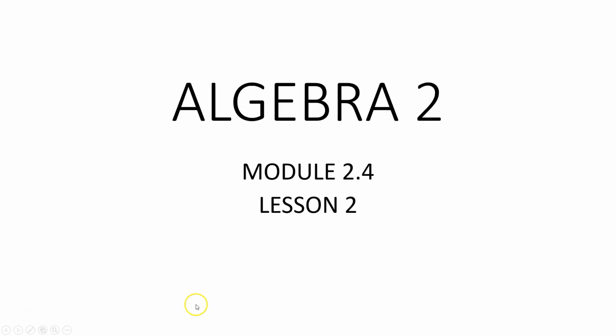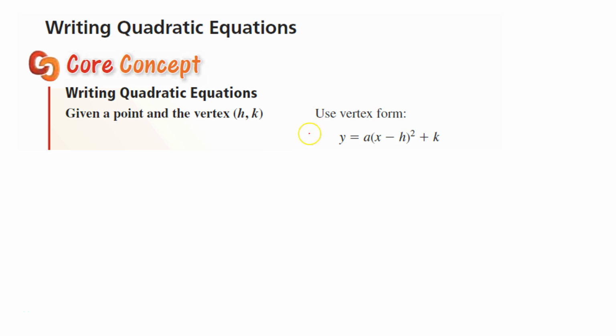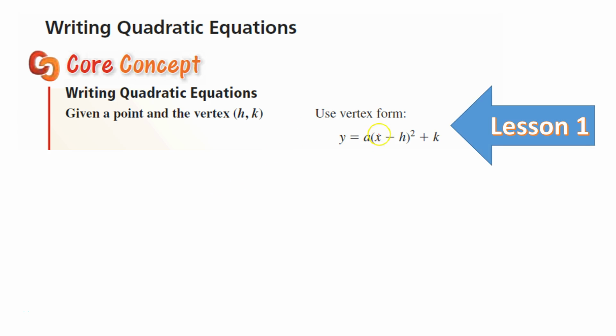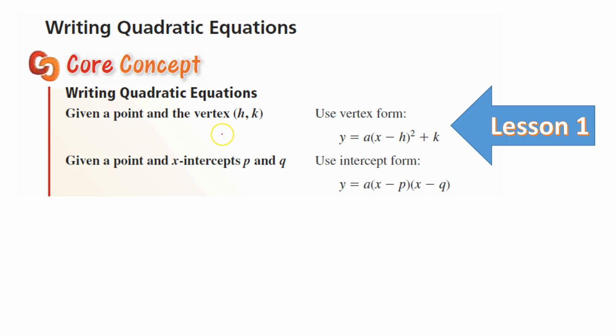Alright, let's jump right into lesson 2. So in a previous lesson, we learned about vertex form. And in this lesson, we're going to learn about intercept form. Instead of being given a point on the parabola and the vertex of the parabola, we're going to be given a point on the parabola and both x-intercepts of the parabola.